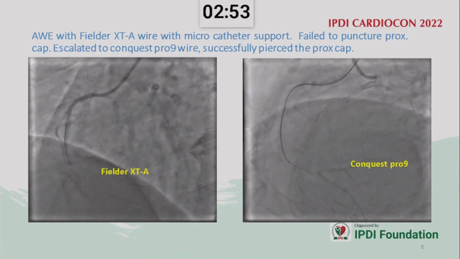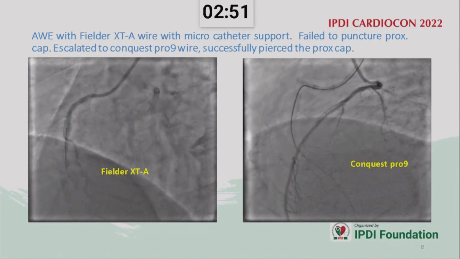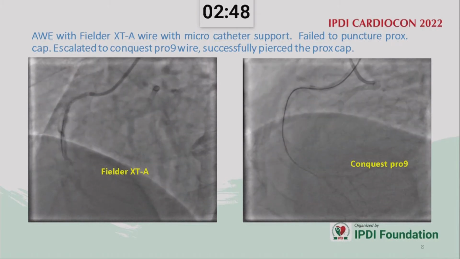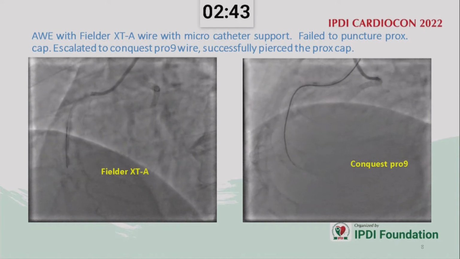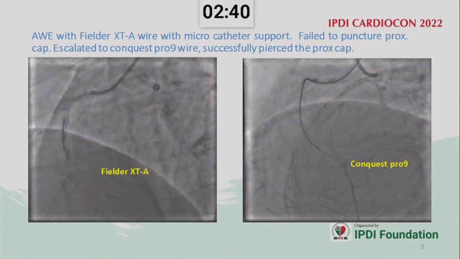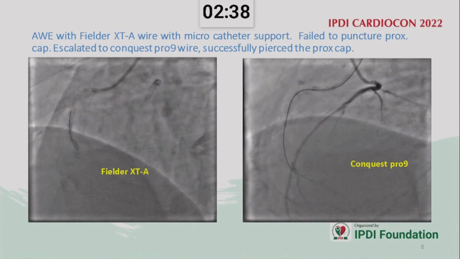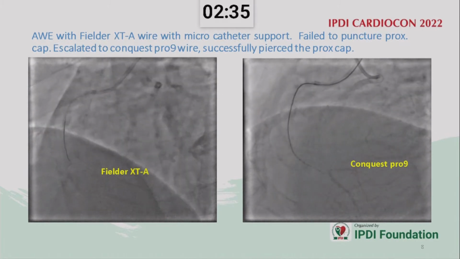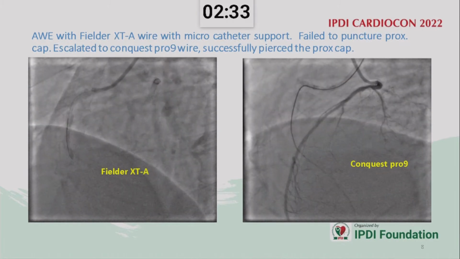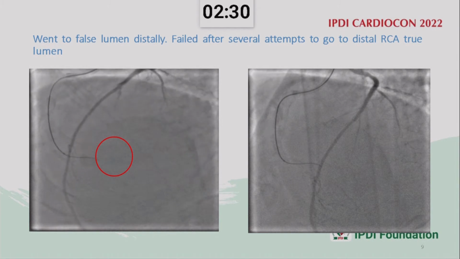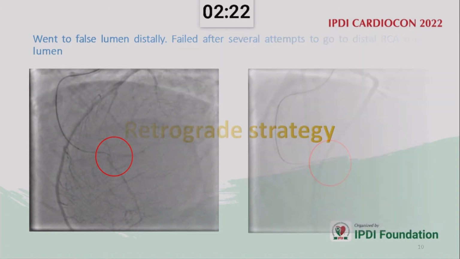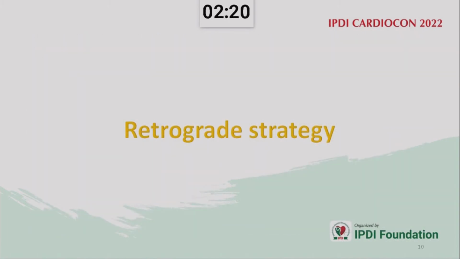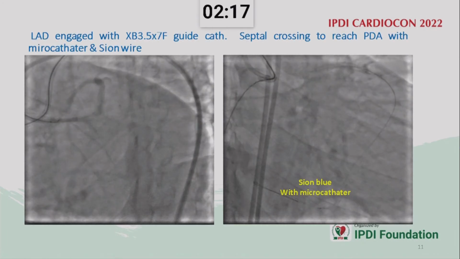At first, we tried with the Fielder XTA wire, which is a polymer-jacketed wire, with the hope that it would pass through the microchannels and traverse the CTO segment, but we failed. Although it wasn't obvious, there was much calcification and the lesion was quite stiff. So we escalated to the Confianza Pro 9 wire, a stiffer wire, and it successfully pierced the proximal cap. After that, we traversed the CTO and almost reached the distal part, but it failed to reach the distal true lumen. At that point, we aborted the antegrade strategy and went for the retrograde strategy.